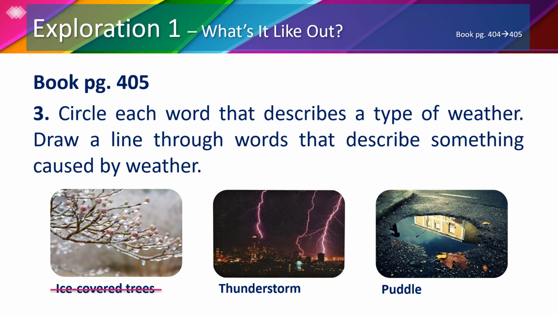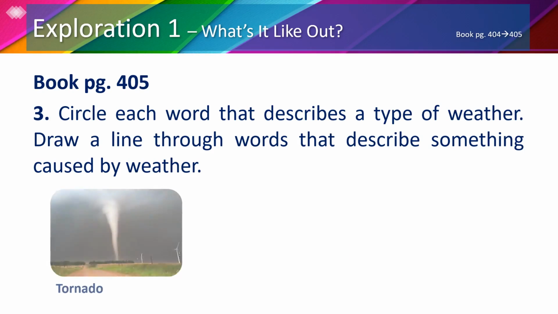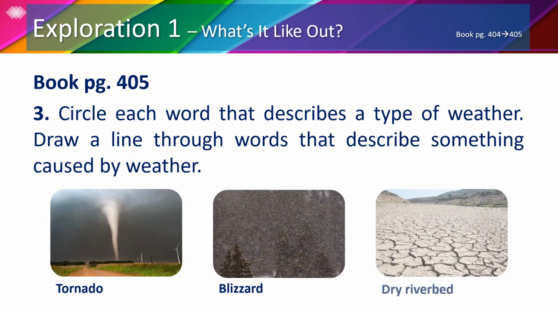In the second picture, we can see a thunderstorm. Thunderstorms are types of weather, so we circle it. In the third picture, we can see a puddle of water. Puddles are formed as a result of rainy weather, so we draw a line through because puddles are not a type of weather.